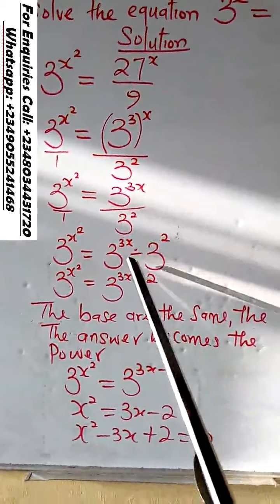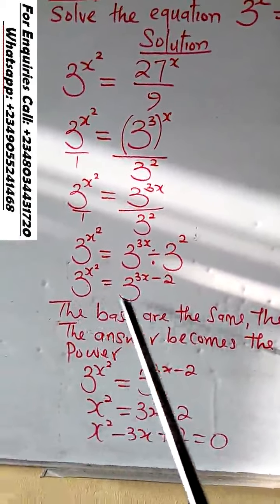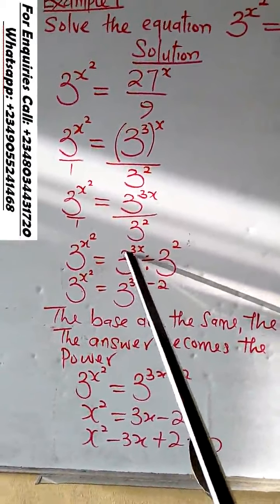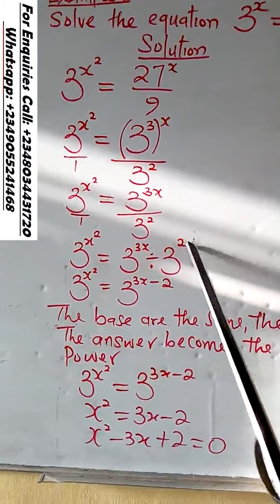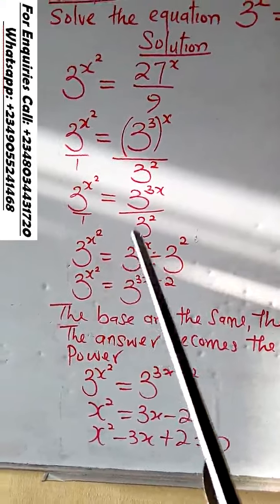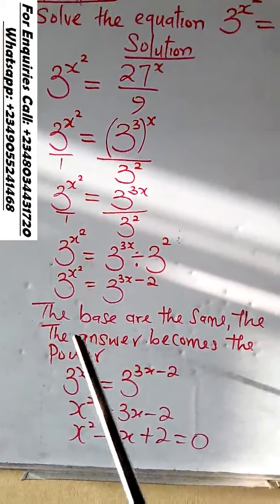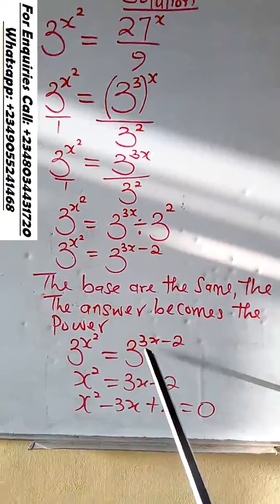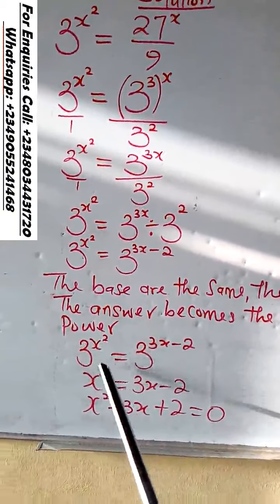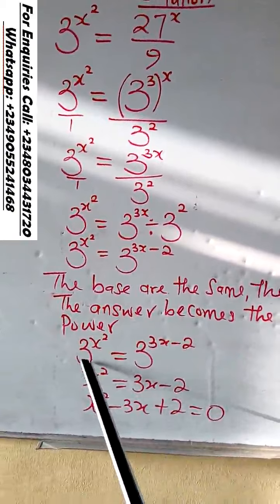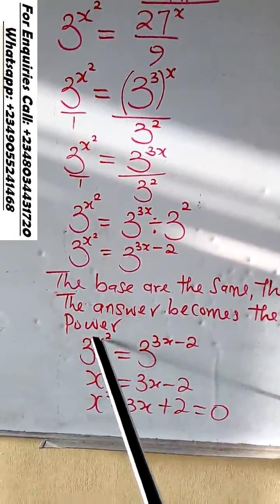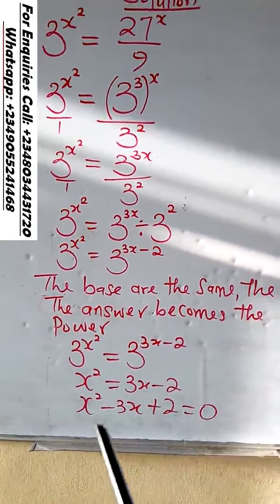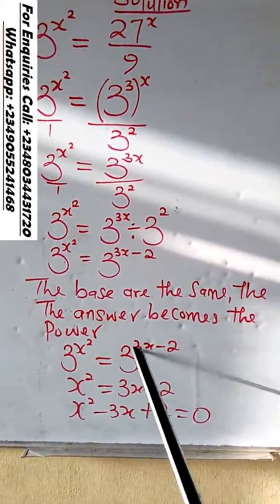This division will turn to subtraction. You apply the law of indices. It will be 3x minus 2 because the bases are the same. Now, since the bases are the same, the answers become the powers. So take the power 3; the power there is x squared. You take it. The 3 here, the power is 3x minus 2.